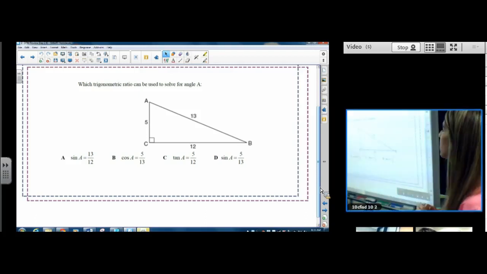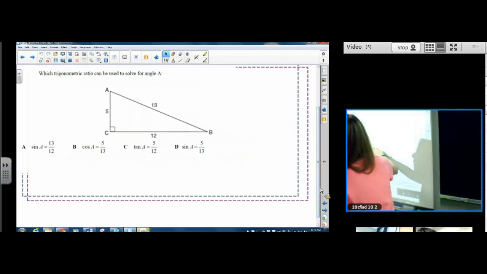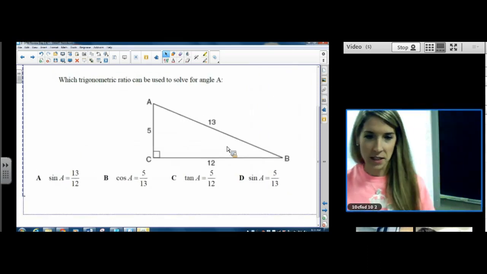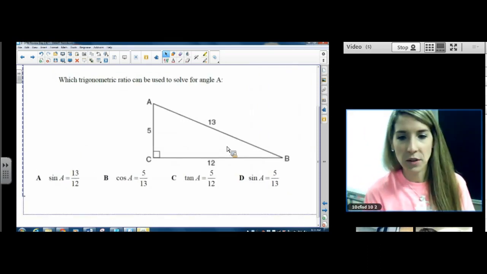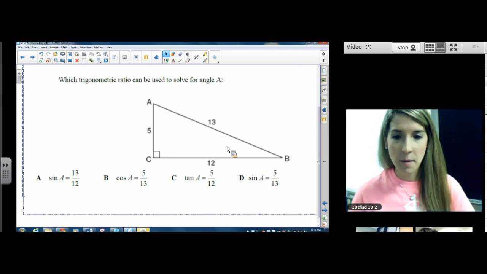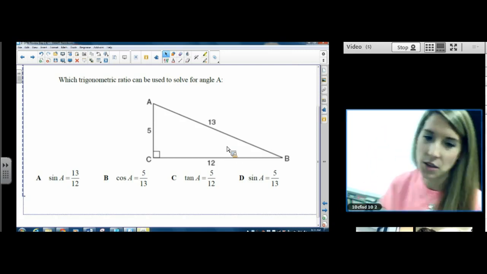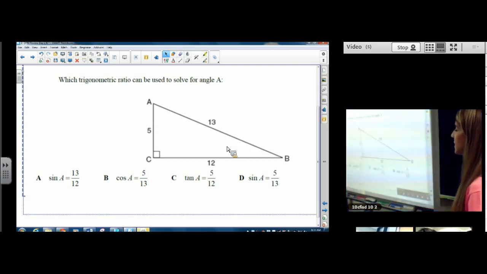Let's look at this warm-up really quickly. This is one of those warm-ups where you cannot solve it without the answer choices. Because honestly, which ratio can be used to solve for A? You can set up many ratios to solve for A because you know all the sides. Yes, you would use it on this triangle, but that is a Pythagorean triple.